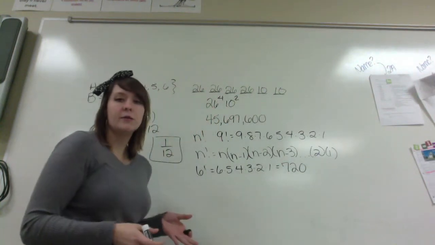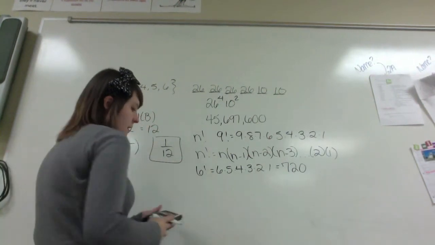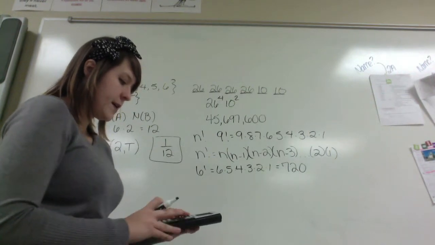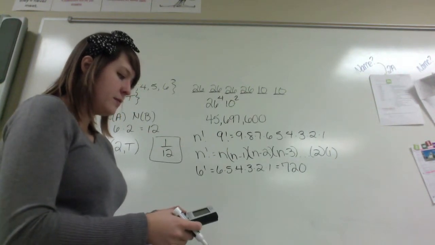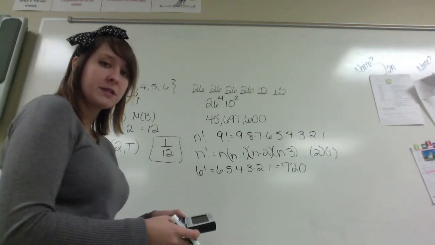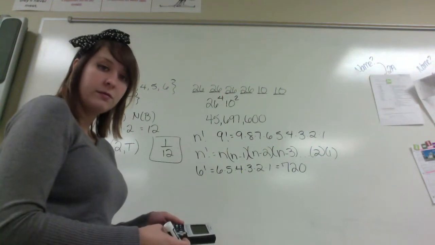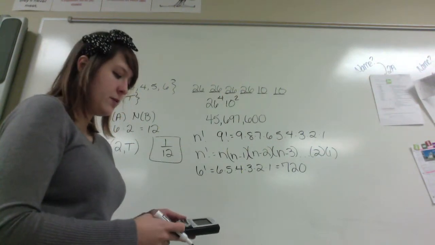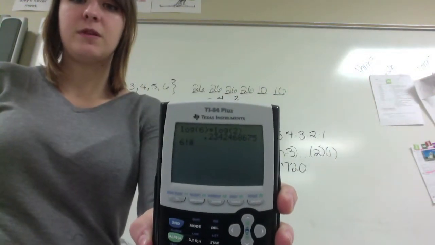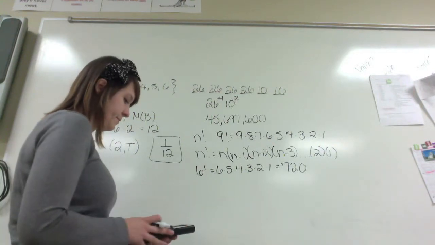Also, your calculator will do the factorials for you. So if you type into your calculator 6 with an exclamation point, for the exclamation point, you hit the math button, and you go over to PRB, which stands for probability, and you scroll down to the fourth one, which is an exclamation point, and you hit enter. You can type in that 6 factorial, and then you can hit enter, and that'll just give you 720.